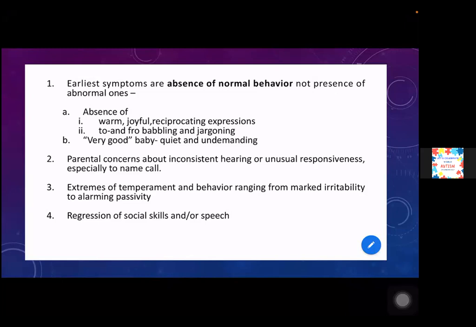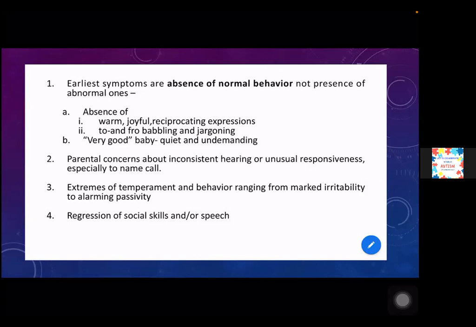If there are concerns with the parents about inconsistent hearing or unusual responsiveness, especially to name call. Name call is something that every child attains by 9 months and maximum by 12 months. So if your child doesn't respond to your name call by 12 months of age, then it is a red flag for autism and you need to get your child evaluated.